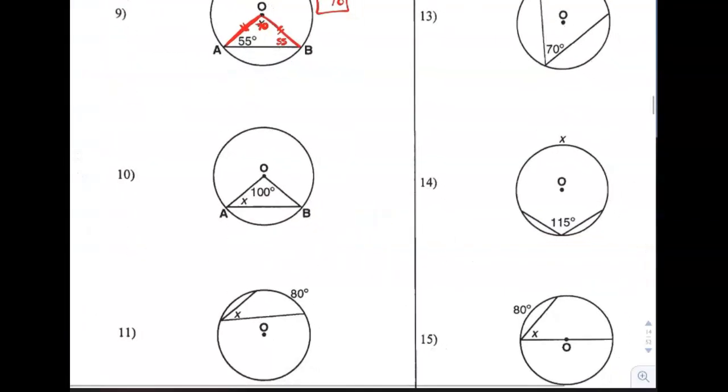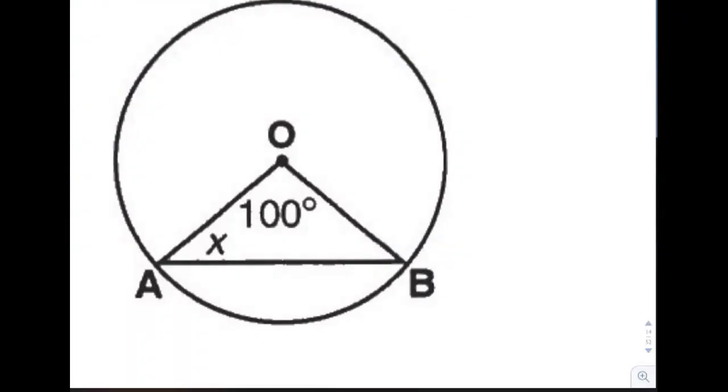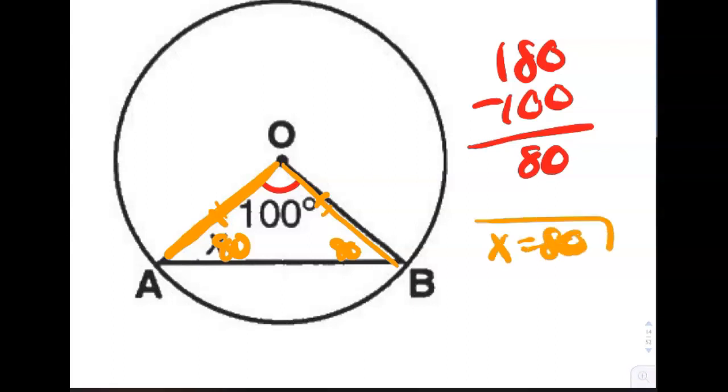Number 10, similar to 2 problems ago. If that is 100 up here, that leaves me with 80. But I need to split it evenly because this and this are the same. So x and x are the same. Base angles, right? So those two are both 80. So x is 80.